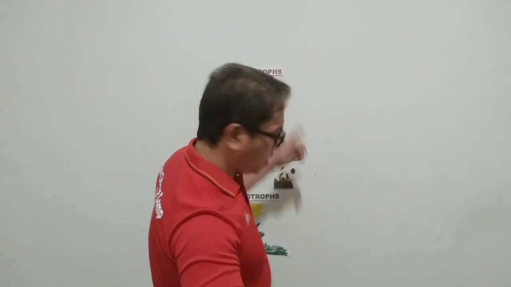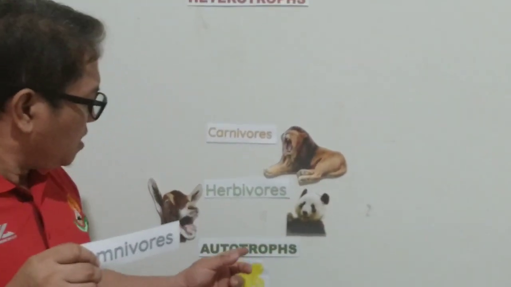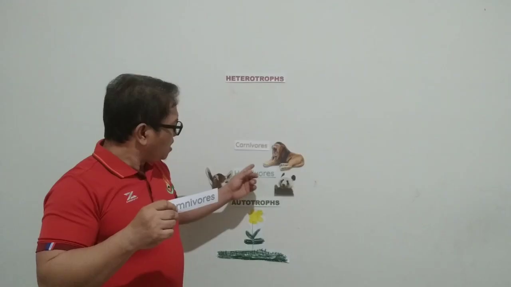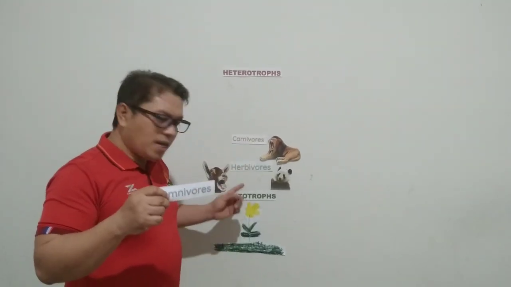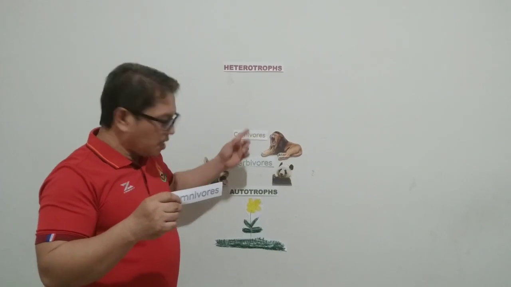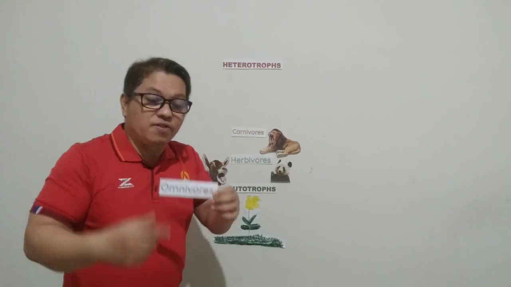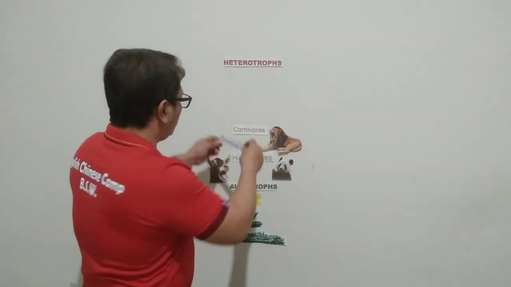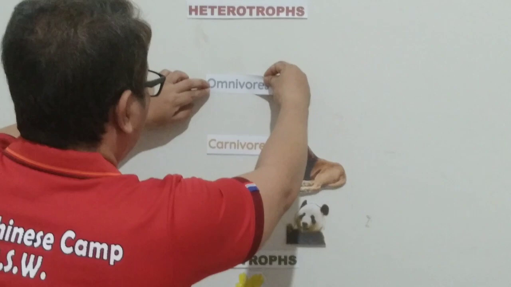The next level in the food chain under heterotrophs is called the omnivore. Okay? Repeat after me. Omnivore. Omnivore eat everything. It can eat the plant, or it can eat the meat, so it eats everything. Omnivore. So we put it here, omnivore.